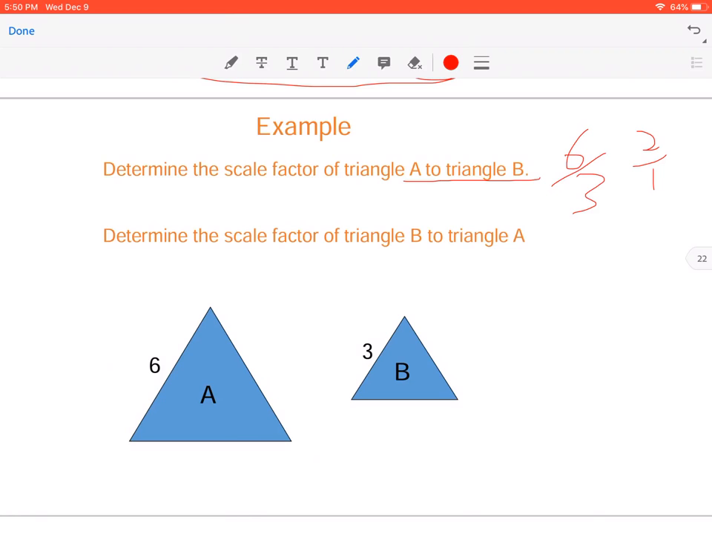What if you did the scale factor from B to A? Well, then that would be different. That would be 3 to 6. That would be a 1 to 2 scale factor, a 1/2 scale factor. So be careful how they word it, which way you're going, B to A or A to B.